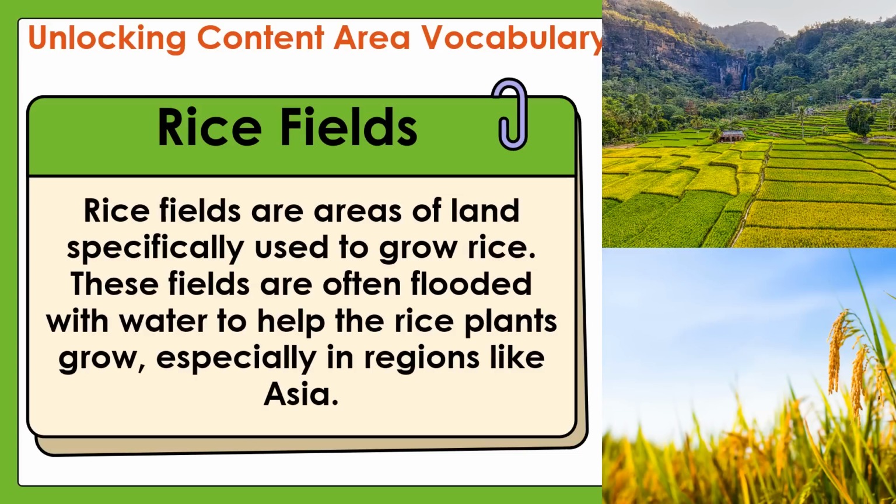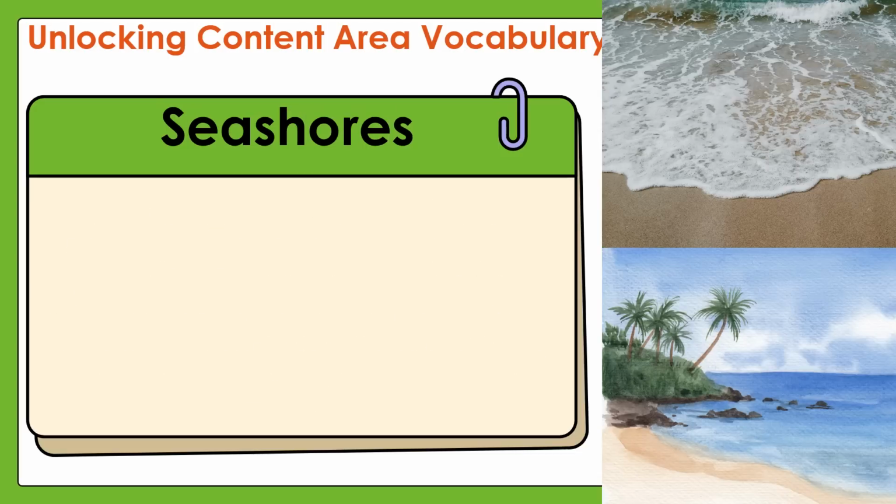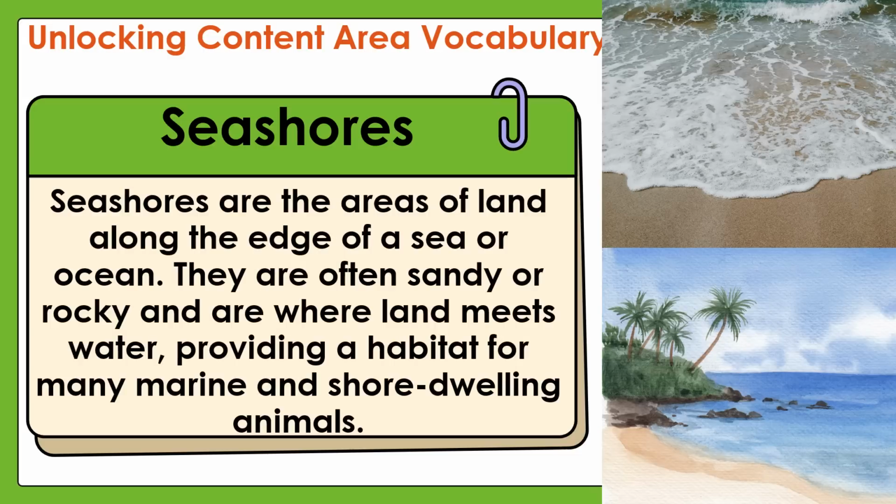Rice fields. Rice fields are areas of land specifically used to grow rice. These fields are often flooded with water to help the rice plants grow, especially in regions like Asia. Seashores. Seashores are the areas of land along the edge of a sea or ocean. They are often sandy or rocky and are where land meets water, providing a habitat for many marine and shore-dwelling animals.